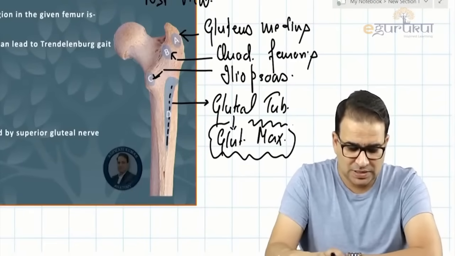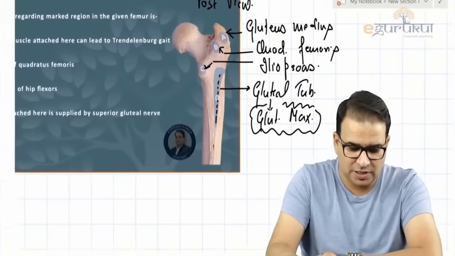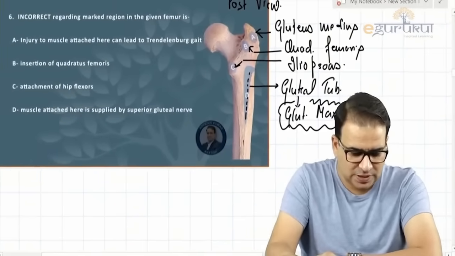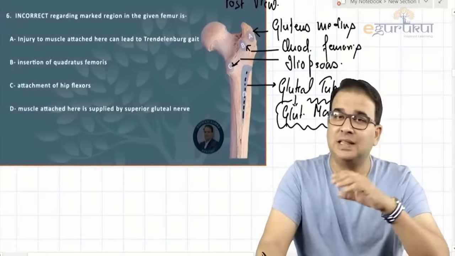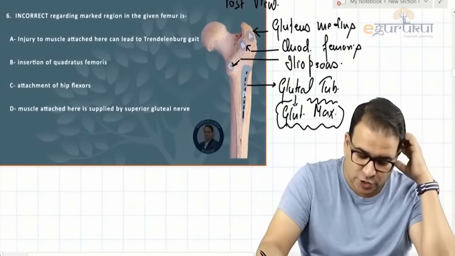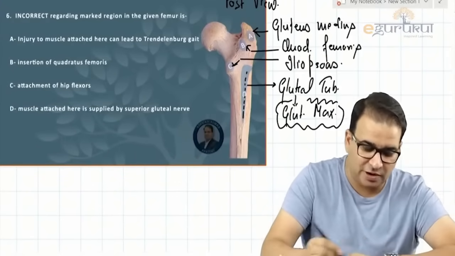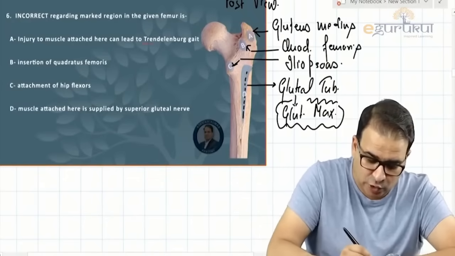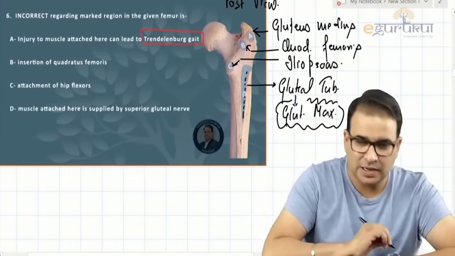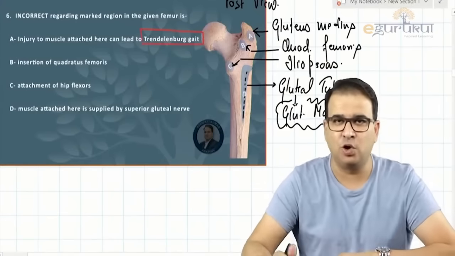So once we find out the muscles attached to these marked regions, now we can go into the question here. It says: incorrect regarding the marked region in the given femur. Option A says injury to the muscle A attached here leads to a Trendelenburg gait. Well, that is correct. We all know that gluteus medius injury can lead to the Trendelenburg sign, Trendelenburg test. You all must be knowing about it.